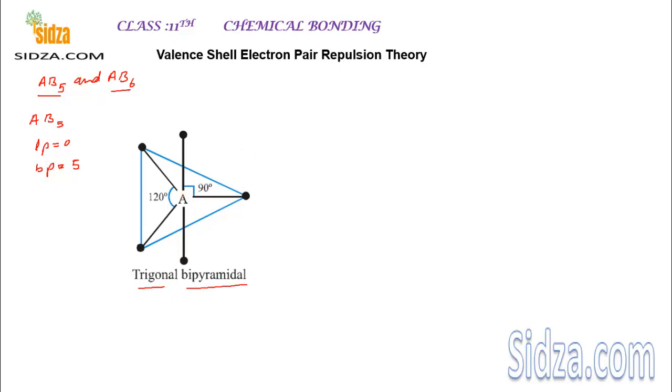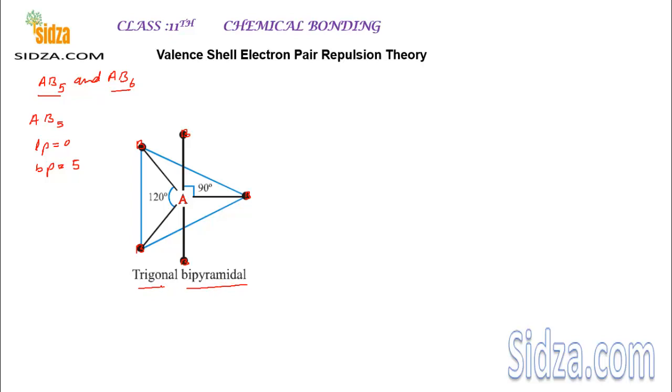So that means you have the central atom A here right in the center, and you got 3 B atoms, and now these 3 B atoms are actually in plane, right, forming like a triangle here. Okay, and angle between these atoms will be 120 degree here. You have one more B atom at the top and one more B atom at the bottom. So this shape, the geometry you get by joining these 5 B atoms will be a trigonal bipyramidal.